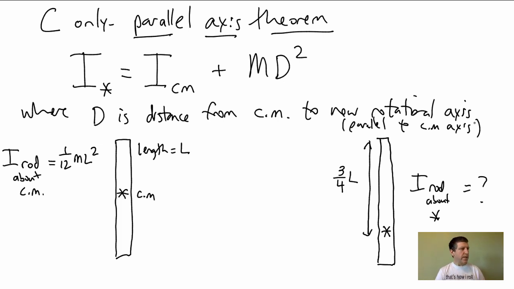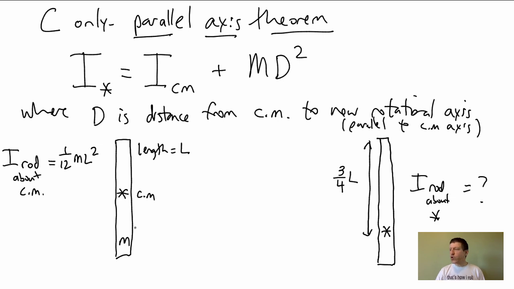Here's an example. Let's say I've got a rod of mass m and length L. The moment of inertia about the center of mass, and we'll derive this in the C class, if you're rotating this meter stick about its 50 centimeter mark, the difficulty of rotationally accelerating it, its moment of inertia, is 1/12 mL squared.